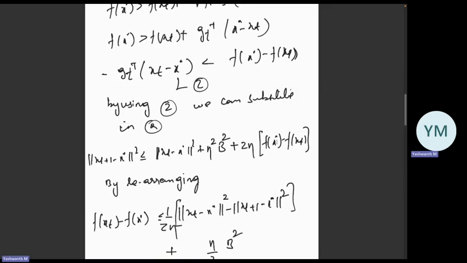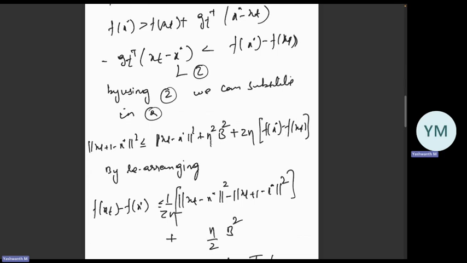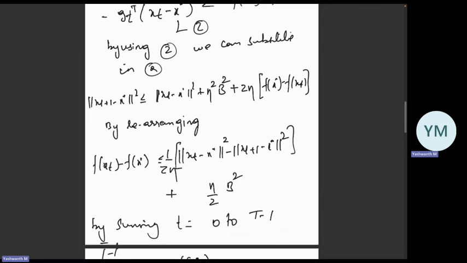Again, by pulling out this term to the left and moving this term to the right, what we end up getting is f of xt minus f of x star is less than or equal to 1 over 2 eta times this entire term: norm of xt minus x star whole square minus norm of xt plus 1 minus x star whole square, plus eta square b square. So we divide by 2 eta, we get eta b square by 2.